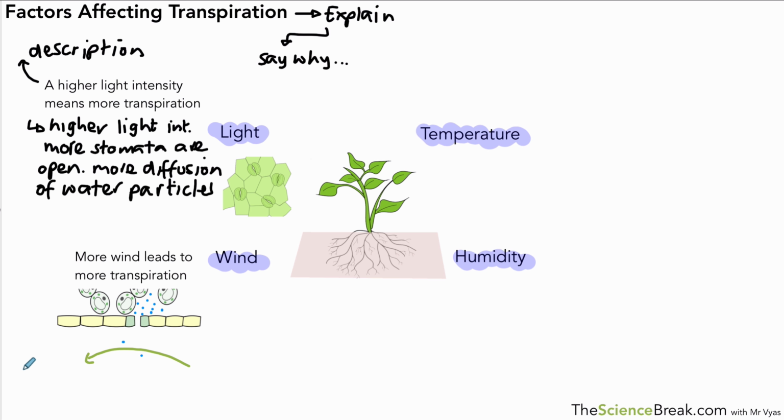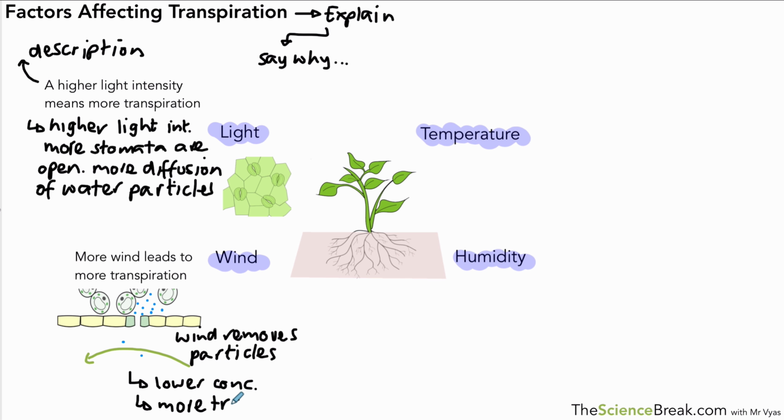And once we do that, we will decrease the concentration of water particles on the outside of the leaf even further. So the wind actually removes the particles that are close to the underside of the leaf there. That's going to increase our concentration gradient, and then we're going to get more diffusion of water particles away from the leaf, and therefore we're going to get a higher rate of transpiration. So there we go, more wind, more transpiration for the reasons explained there.